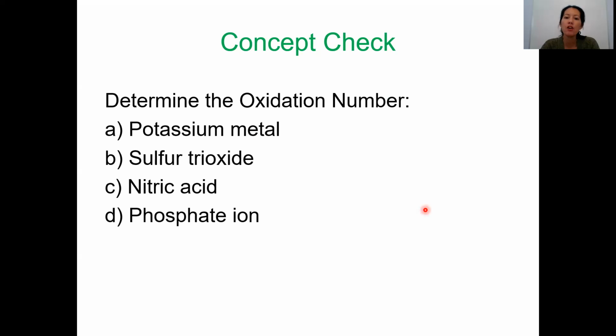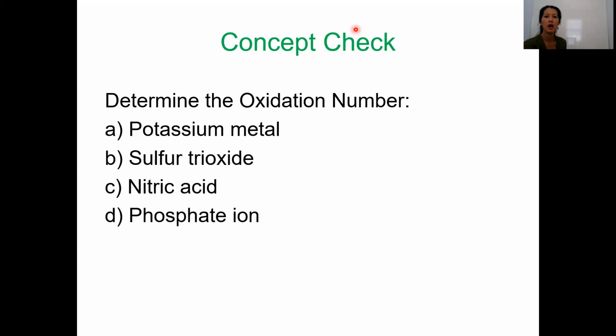Okay, so let me go over how to determine oxidation numbers. I have a list of rules, which you'll see in the next slides, but I wanted to demonstrate this. So what we're going to do are these 4, and I'm going to do this on the board. We have potassium, and it's a metal, so that's a solid. We have sulfur trioxide. We have nitric acid, which is HNO3. And then we have phosphate ions, PO4 3-. So you guys can try all of these with me.